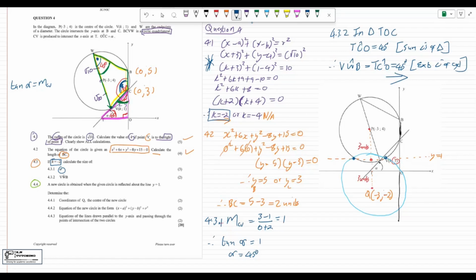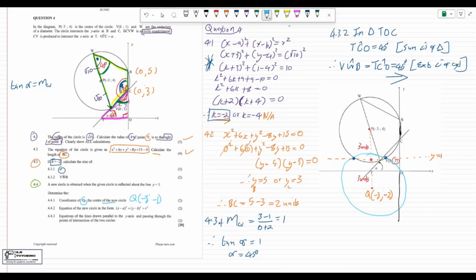4.4.1 says determine the coordinates of Q, the center of the new circle. Oh, beautiful, I already found that. So Q is (-3, -1). That is the center of the new circle.